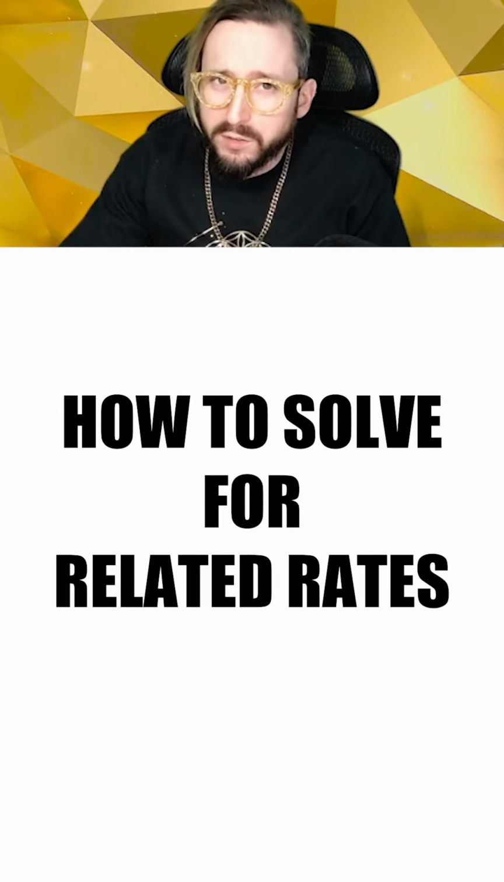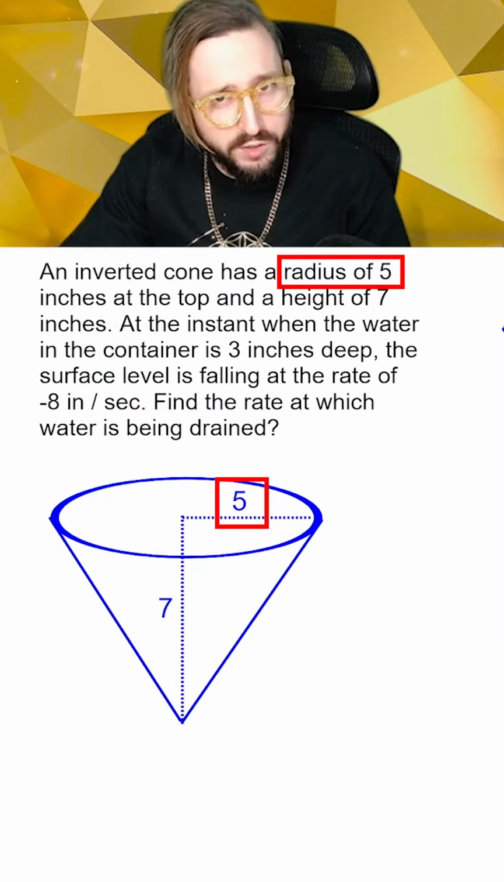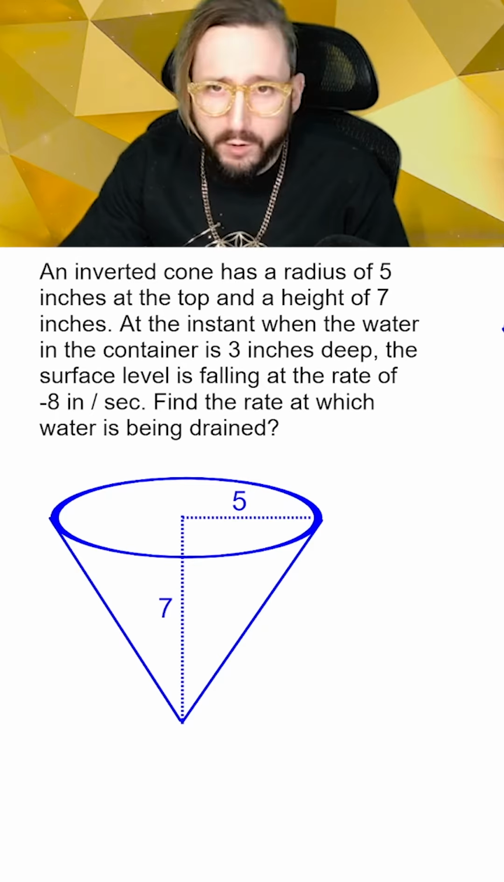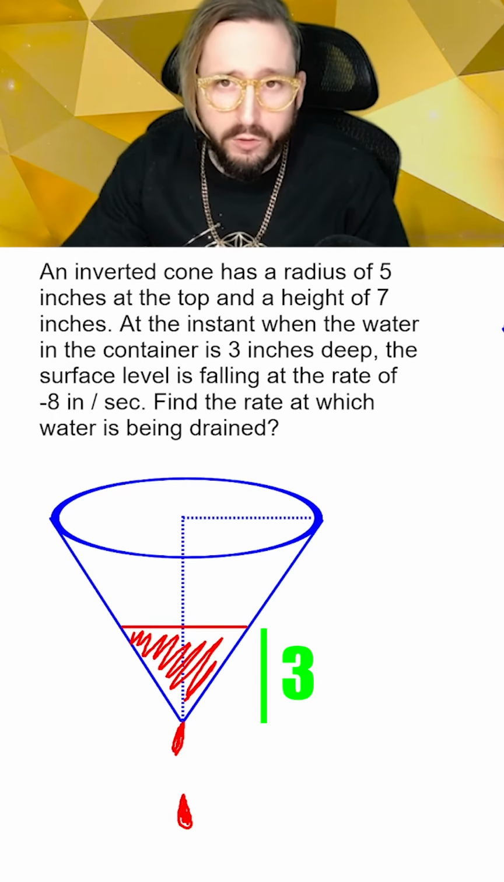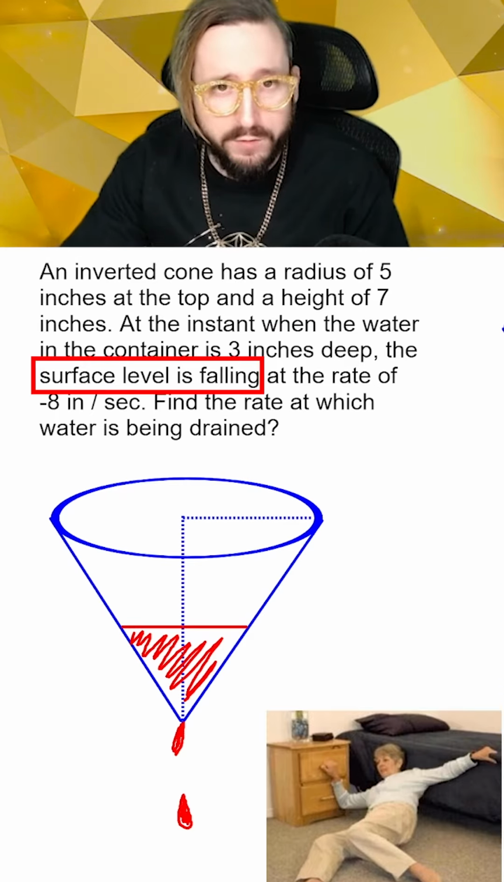Here's how to solve for related rates. So here we have an inverted cone with a radius of 5 inches at the top and a height of 7 inches. What they want us to figure out is the rate at which water is being drained if the water level is 3 inches deep and the surface level is falling at a rate of -8 inches per second.